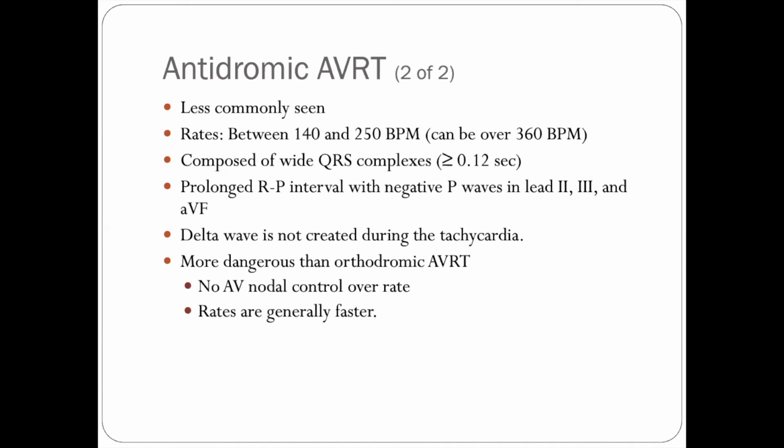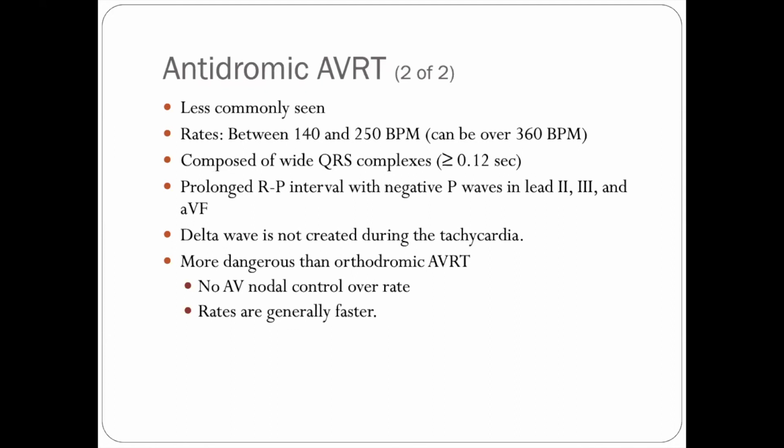Again, we have a prolonged R to P interval with P waves that are negative in the inferior leads 2, 3, and AVF. The delta wave is still not created during tachycardia, so we don't see that delta wave. It is much more dangerous than orthodromic because the AV node no longer has any control over the rate. The rate is completely set based on what was initiated by the atria originally. So rates can be much, much faster.